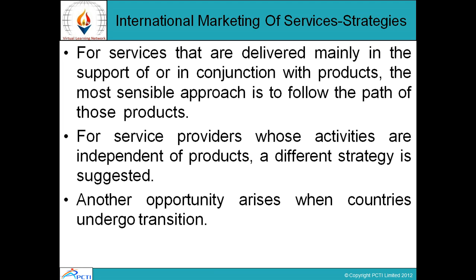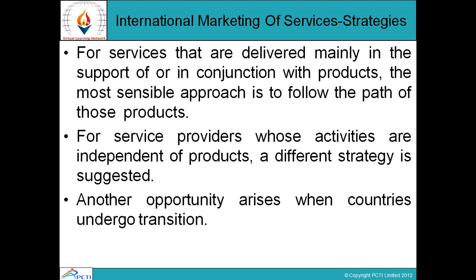There are services that are delivered mainly in conjunction, in collaboration with products. Many times it has happened. So the most sensible approach is to follow the path of the product. For the services that are delivered mainly in support of products, as we have discussed, what should be done?